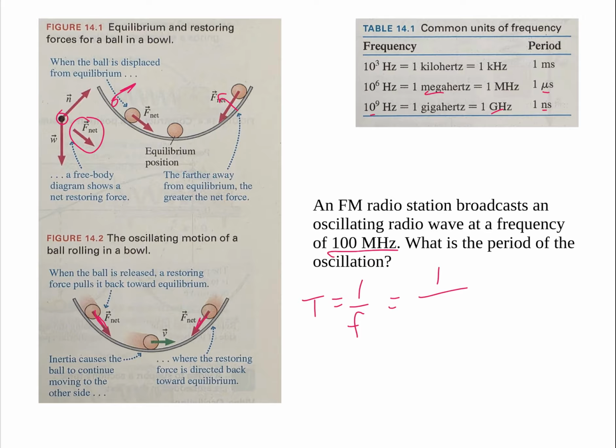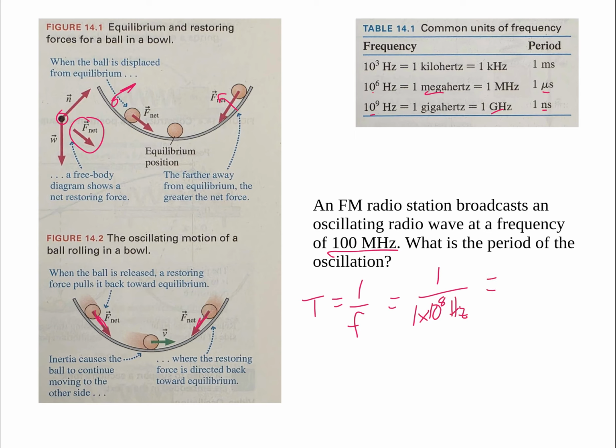Now, how do I write 100 megahertz? Would it just be 100 million hertz? I don't know if we want to write it like that, though. Yeah, so 10 to the 6th power makes mega, and we have 100 of that. So 10 to the 6th times 100 makes 10 to the 8th power. So this is 1 times 10 to the 8th power hertz.